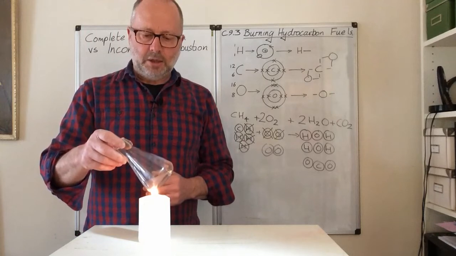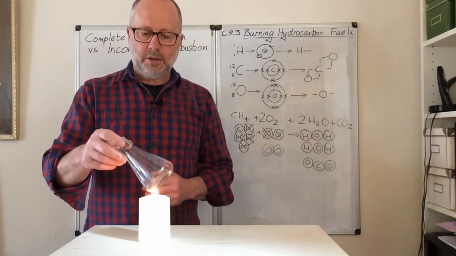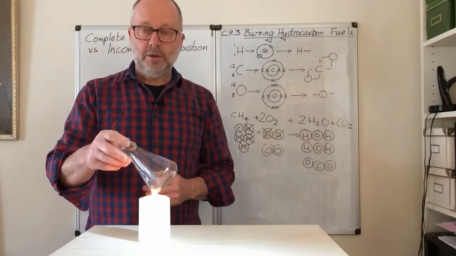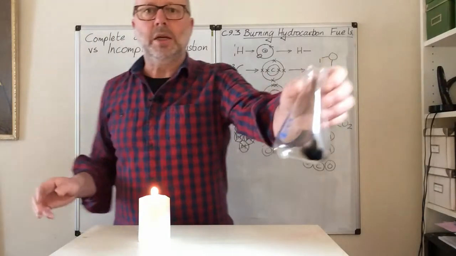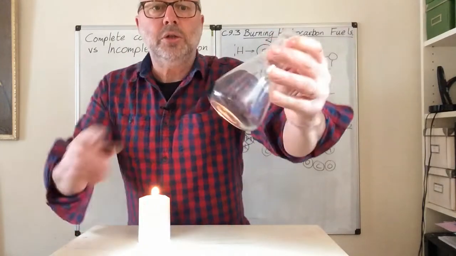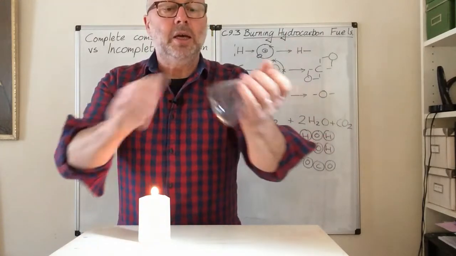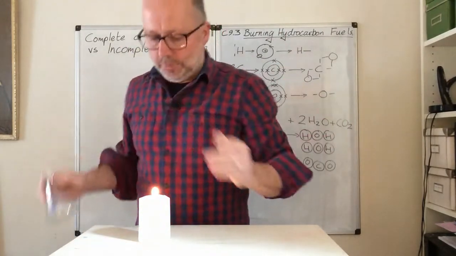Now I have got a flask here, and I'm putting it in the flame, and I can see that it's going black straight away in the flame. So I'm going to hold it up there, and you can see there's black on there. It's not burnt, it's actually soot, and if I do that, it comes off, and the soot is on my finger, and that soot is actually carbon.